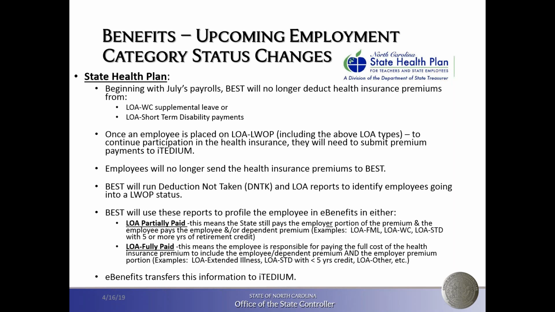So, again, we just want to talk about the upcoming employment category status changes. So, for the state health plan, again, I have here beginning with July's payroll. This is still technically a tentative date. We're trying to get all of this information into the system by June. So, it'll be the old way through June's payroll. And then beginning in July, we'll be converting to these new changes.